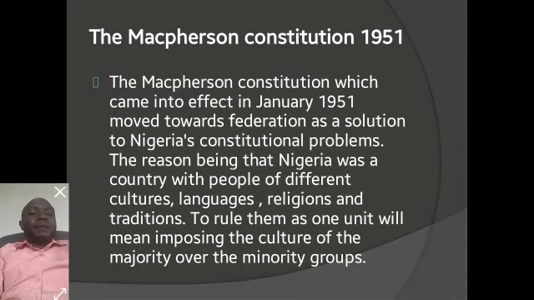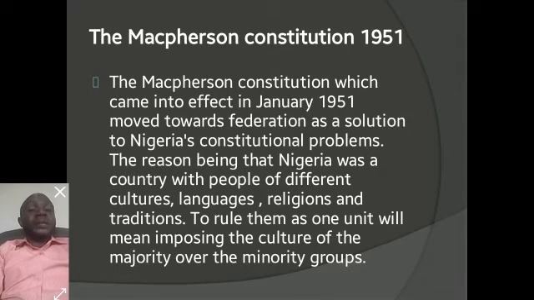Now, another constitution came up in 1951, that is the Macpherson Constitution of 1951. This constitution, which came into effect in January 1951, moved towards federalism or a federation as a solution to Nigeria's constitutional problems. The reason being that Nigeria was a country with people of different cultures, languages, religions, and traditions.